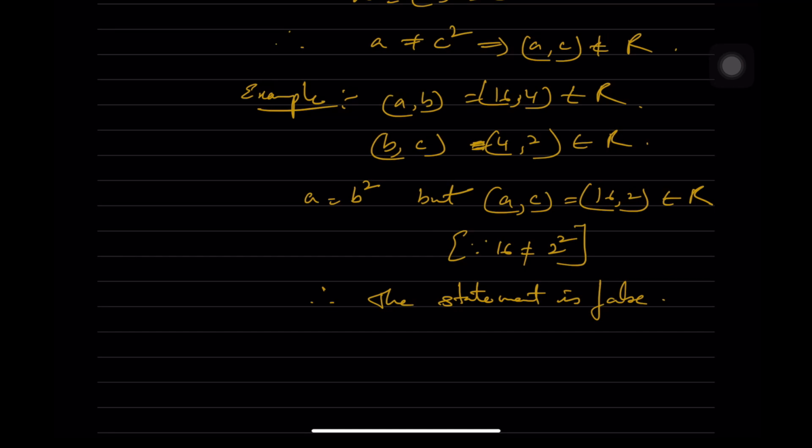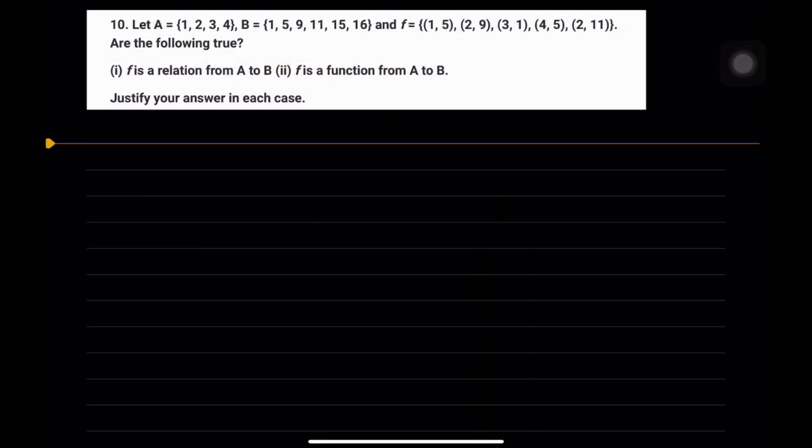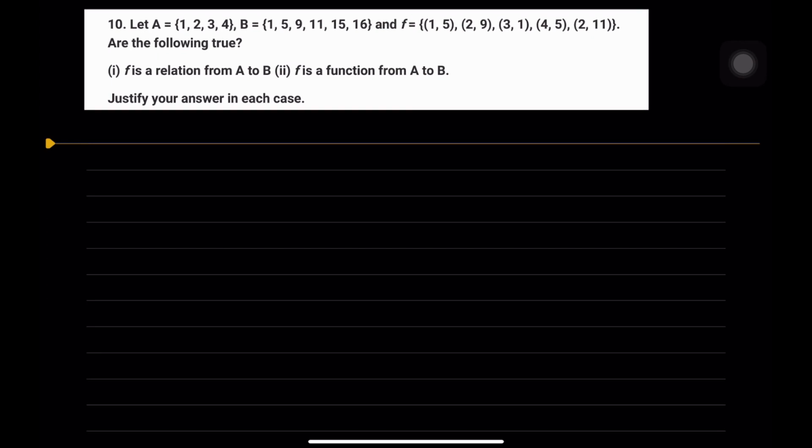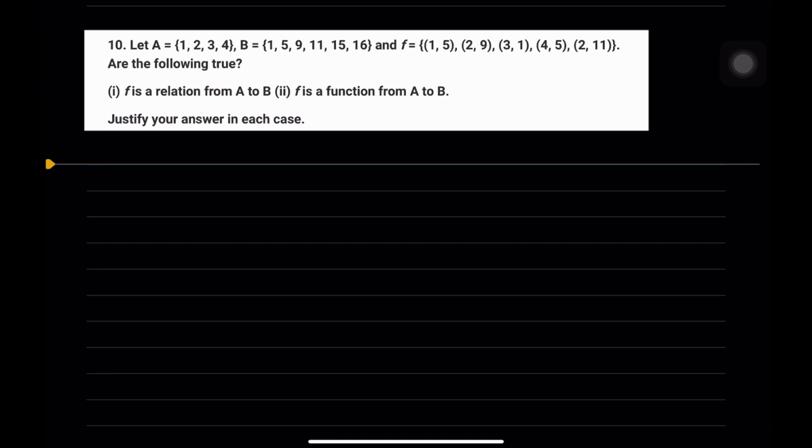You can see all the transformations of A, B and C in this. Now the 10th problem: let A be equal to {1, 2, 3, 4}, B is equal to {1, 5, 9, 11, 15, 16}, and F is equal to the ordered pairs (1, 5), (2, 9), (3, 9), (4, 5), (2, 11). Are the following true? You can definitely see that all the first elements are from A and all the second elements, that is 5, 9, 1, 5, 11, all are from B. So therefore here you can tell that F is a relation from A to B.